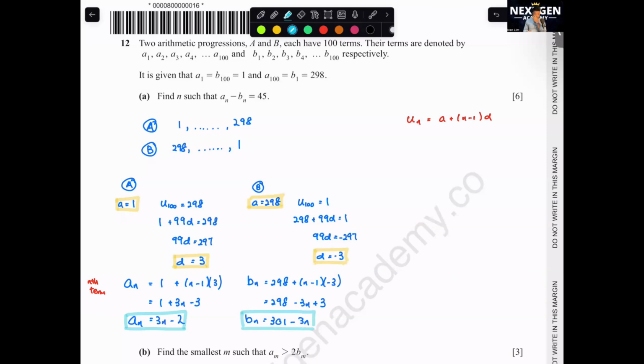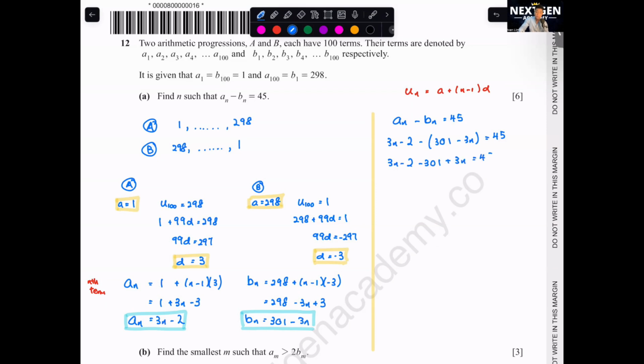Everyone okay until here? I think it's just the first sentence, this equation, that most of you get a bit confused by. Now we've got An and Bn. We substitute into this equation: An minus Bn is equal to 45. So 3n minus 2 minus (301 minus 3n) equals 45. 3n minus 2 minus 301 plus 3n equals 45. 6n equals 348. n will be equal to 58.